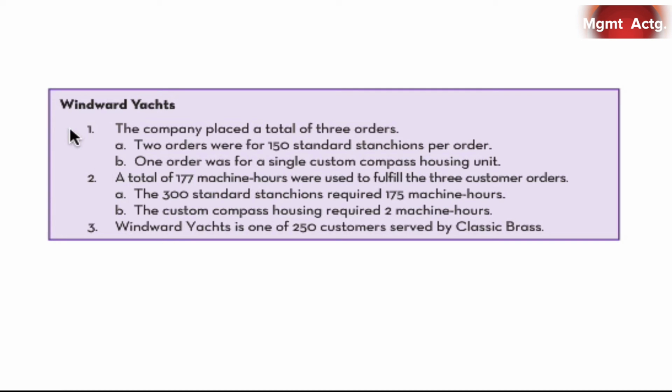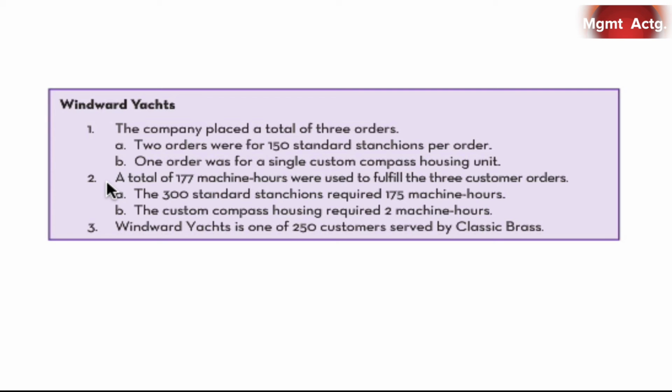And we have certain characteristics of this customer. Number one, the company placed a total of 3 orders. 2 orders were for 150 stanchions, and 1 order was for a single custom compass housing. So at least we know how to partition some of the costs for that.